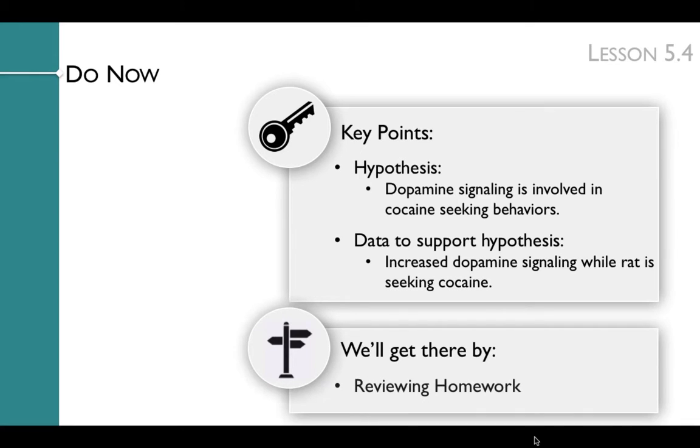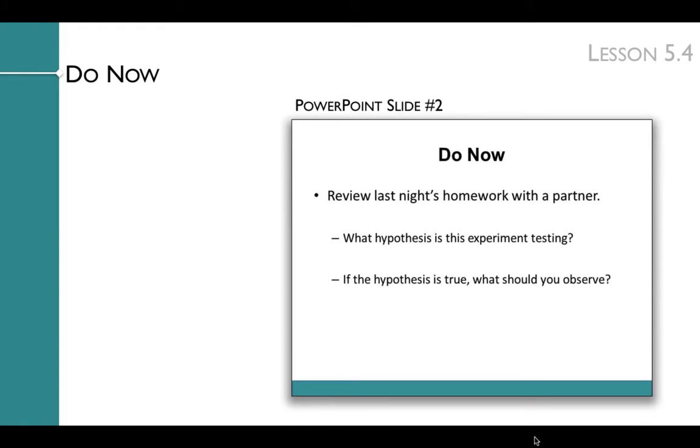We get to these key points by reviewing the homework. In the do now, students review last night's homework with a partner, focusing on 2 questions. What hypothesis is this experiment testing? And if the hypothesis is true, what should you observe?